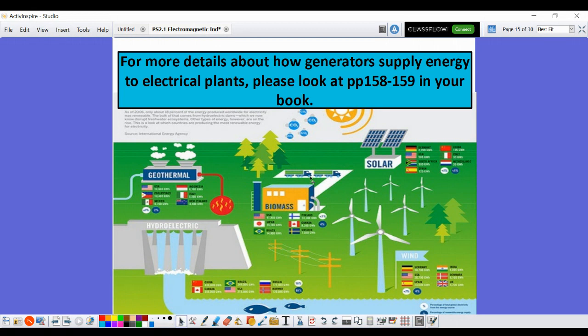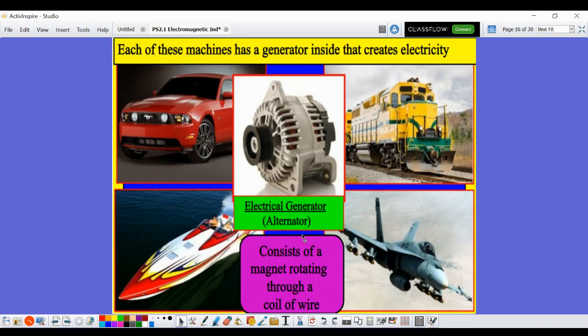So these are just all your different forms of renewable resources: solar, wind, biomass, geothermal, hydroelectric. I don't need you to know the details for each one, but just in general, how we have all that take place.